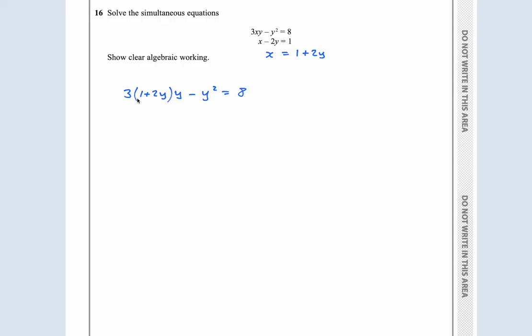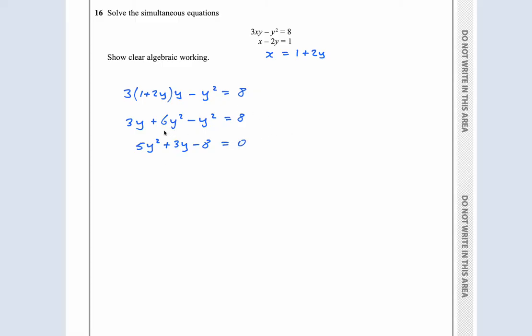Multiply this out. So I get 3, well, you can think of it like 3y times 1 is 3y, and 3y times 2y is plus 6y squared. 6y squared minus y squared equals 8. Make everything equal to 0. 6y squared minus y squared is 5y squared. 5y squared plus 3y minus 8 equals 0.